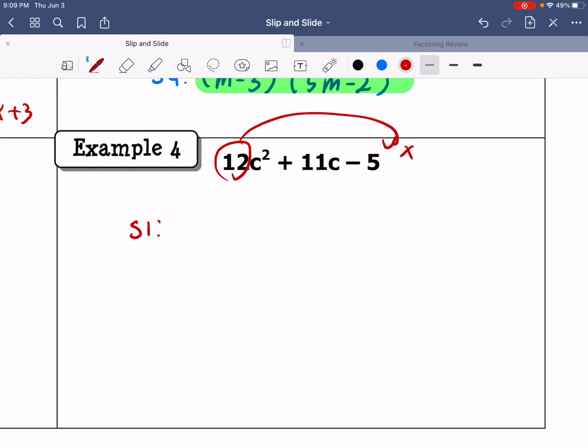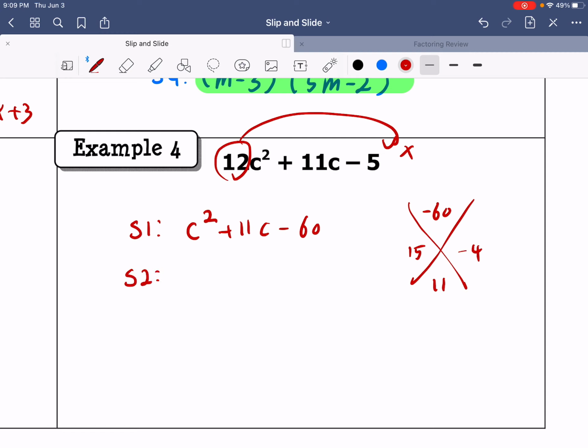So step 1 is c squared plus 11c minus 60. And let's do negative 60 and positive 11. What can give you this? 15 and 4. What I mean is 15 times 4, and it's negative 4. So, c plus 15 and c minus 4.